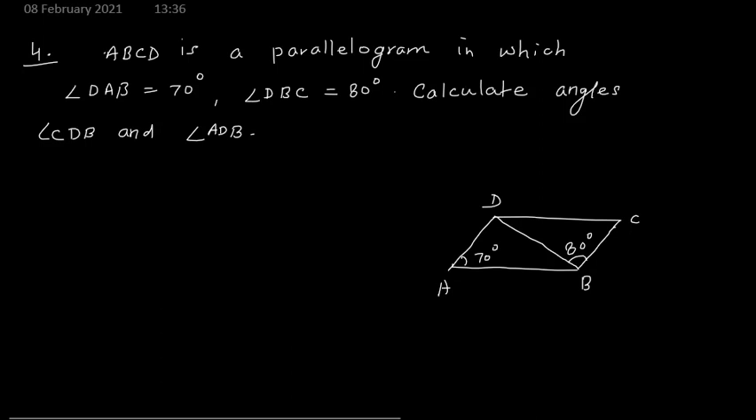Now, ABCD is a parallelogram in which angle DAB is 70 degrees and angle DBC is 80 degrees. Calculate the angle CDB, and also we have to find angle ADB. These two angles we have to find out. So what we will do: ABCD is a parallelogram. So here I will say that ABCD is a parallelogram.